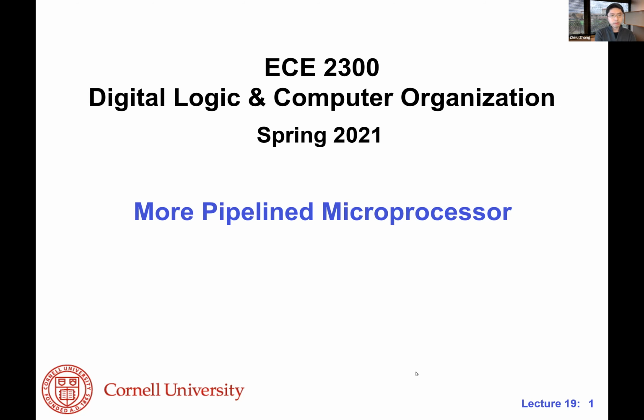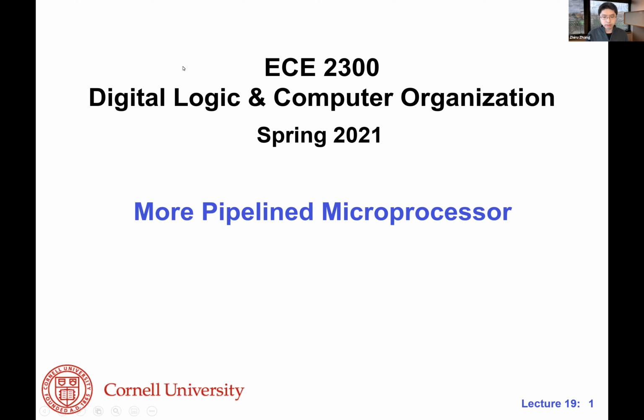Let's get started. Today we'll talk more about pipeline processor. This is going to be the last lecture on pipelining. We'll talk about some of these additional scenarios, some data forwarding, and also we'll look at this control unit. We'll try to understand how we actually detect this forwarding and also detect hazard dynamically.